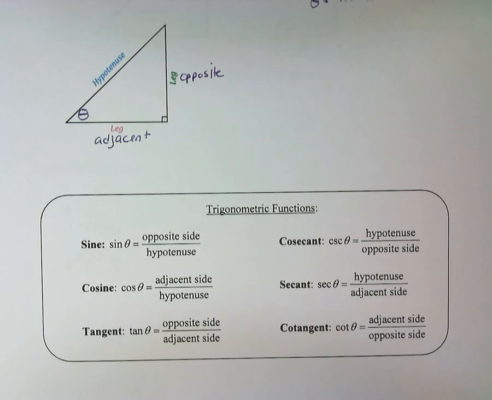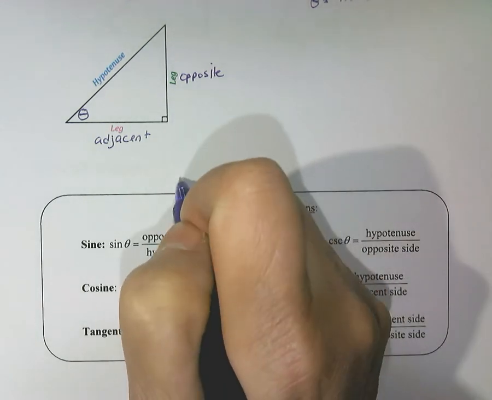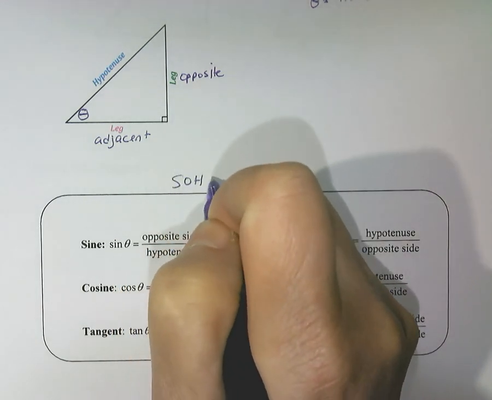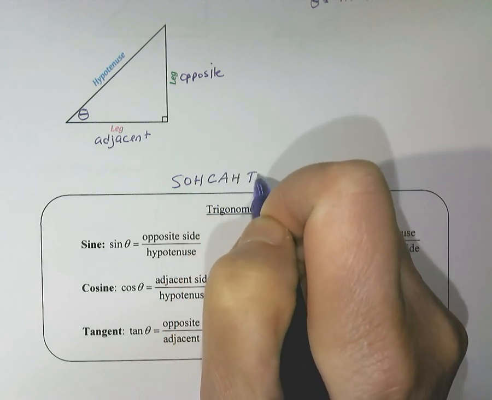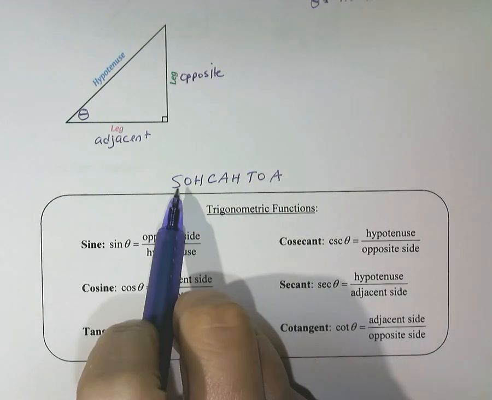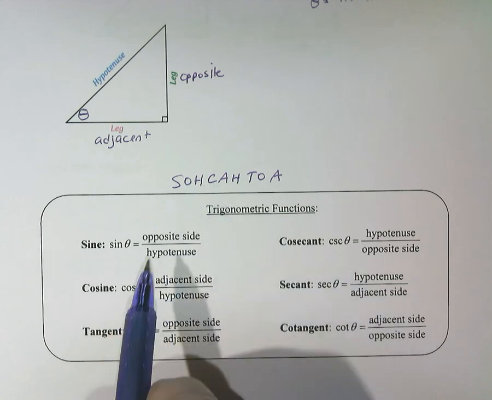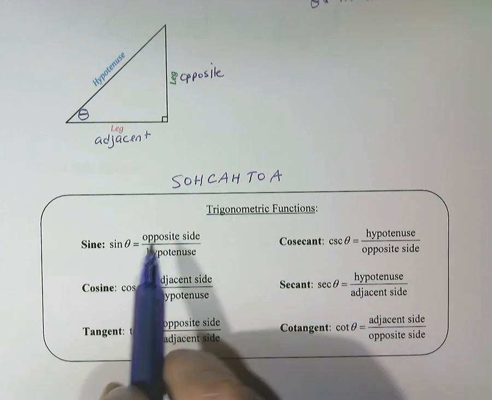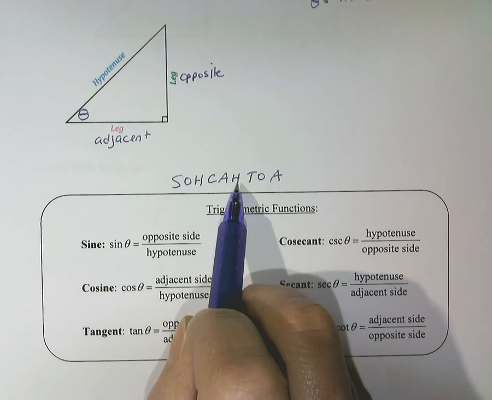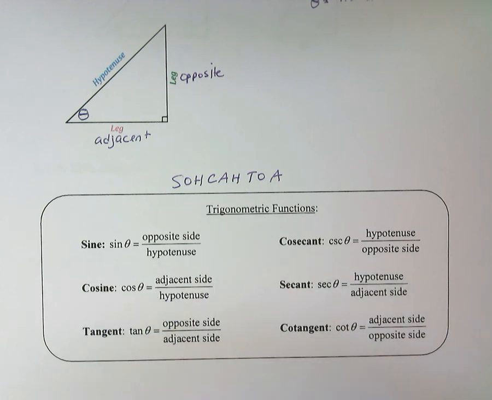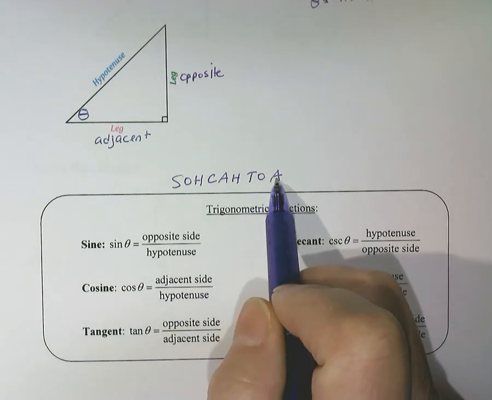A lot of you learned SOHCAHTOA. There are lots of ways to remember this. But sine is opposite over hypotenuse, SOH. Cosine, adjacent over hypotenuse, CAH. Tangent, opposite over adjacent, TOA.